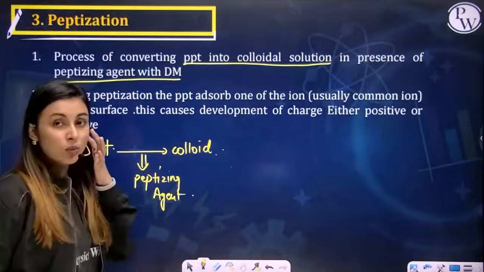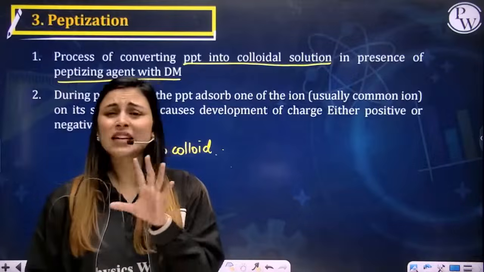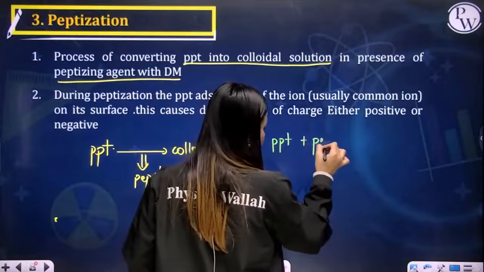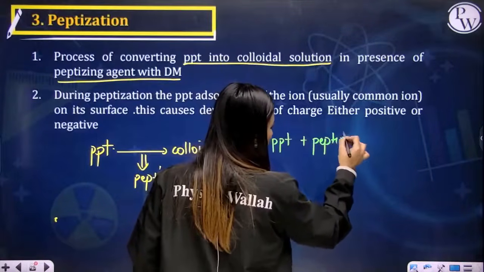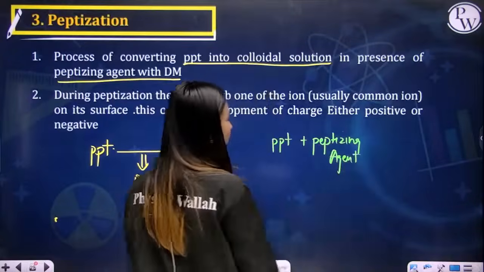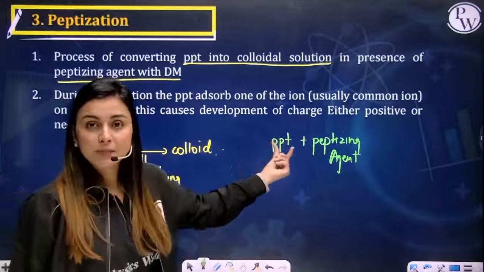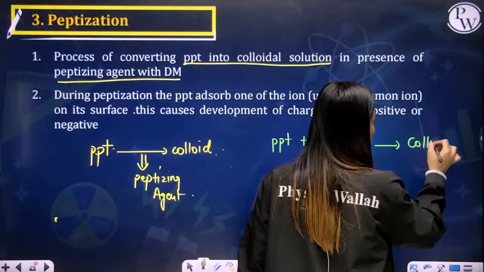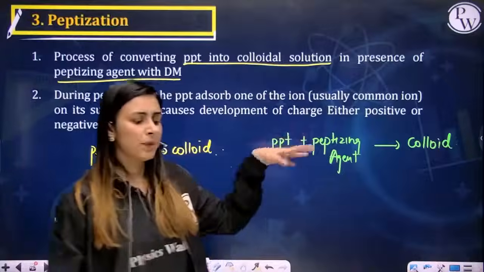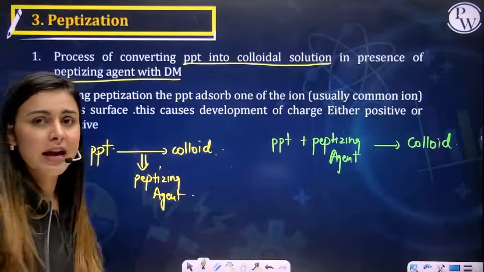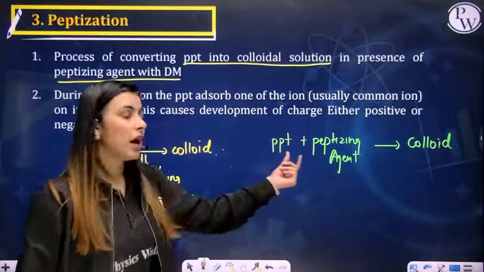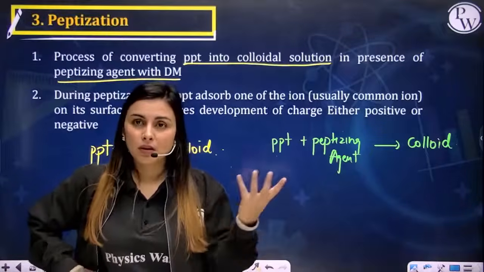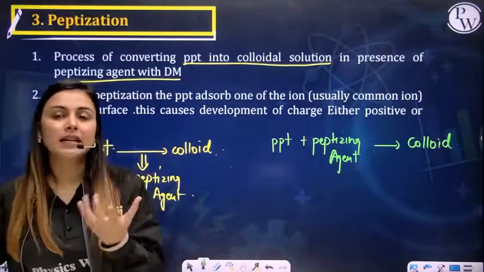Now I'll make you understand what actually happens. Let's say you have a PPT. You add a peptizing agent to it. This peptizing agent converts this PPT into the colloid solution. This is the major thing that actually happens. So you have a PPT, now which will act as a peptizing agent, which ion will help in converting the PPT into the colloidal range, that we'll study in the next slide.